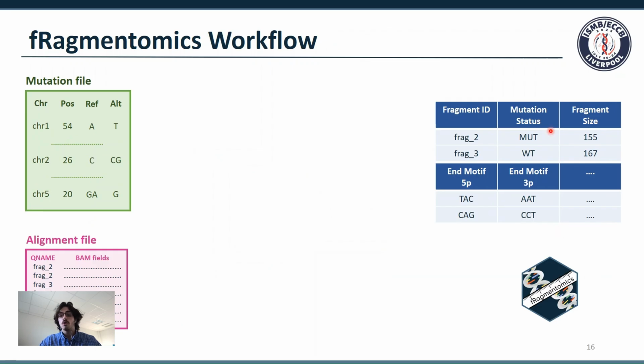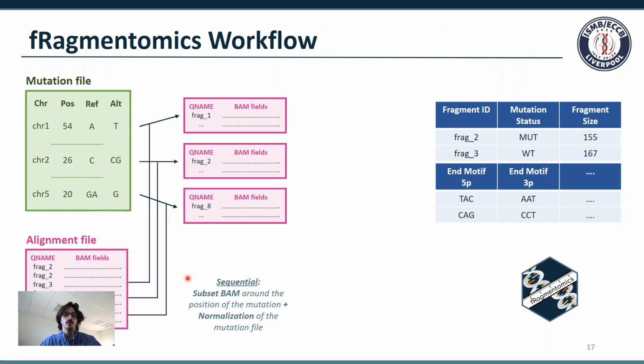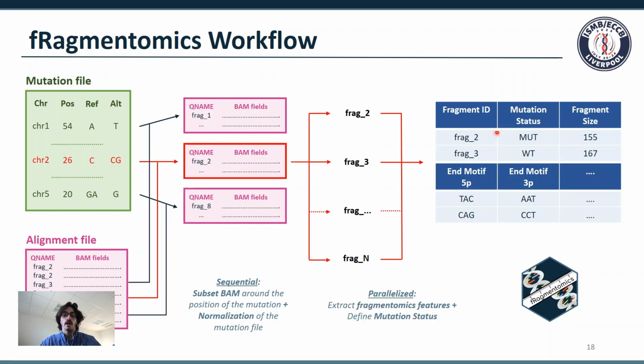So let's walk through the package workflow. The first step is to normalize the input mutation file. Then, for each mutation of interest, the package subsets the alignment file to the region around that mutation's position. For every fragment within this subset, it then extracts both the fRagmentomics features and the mutational status. This entire extraction step is parallelized to optimize performance.